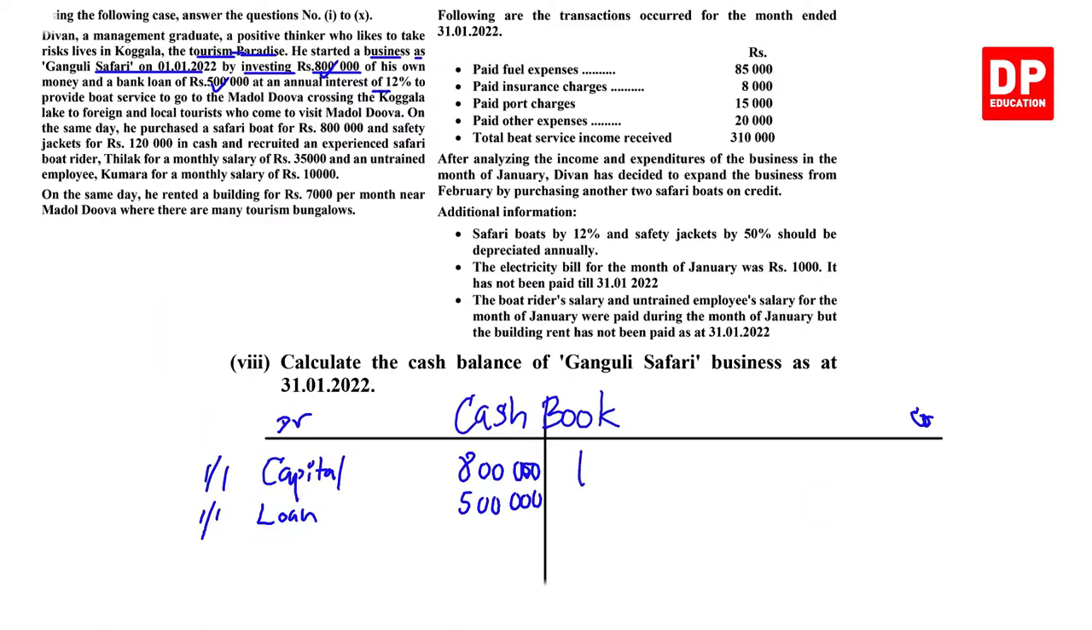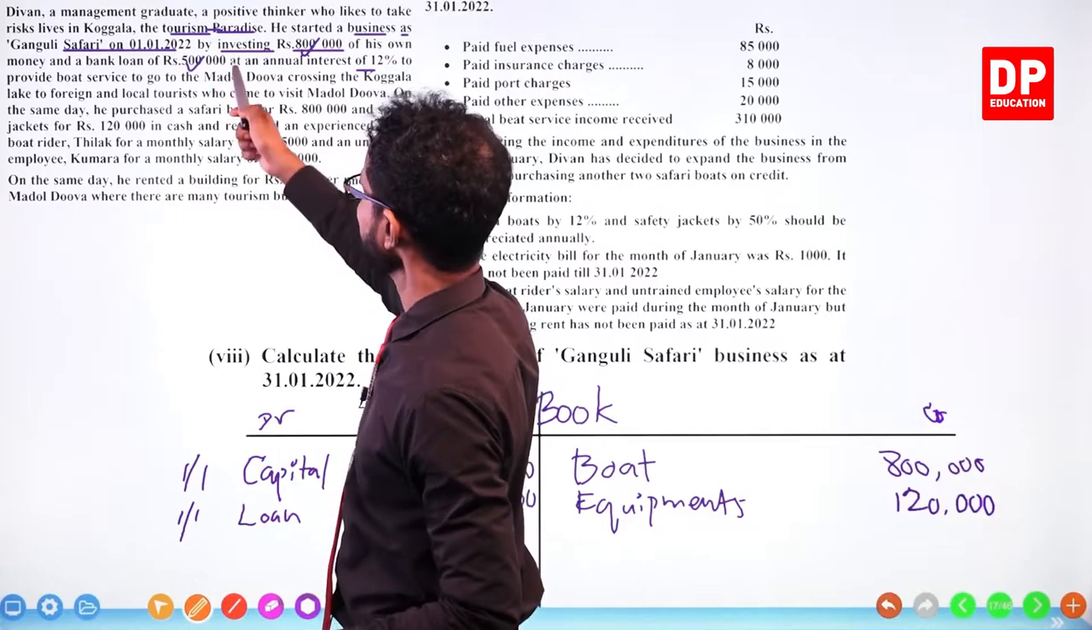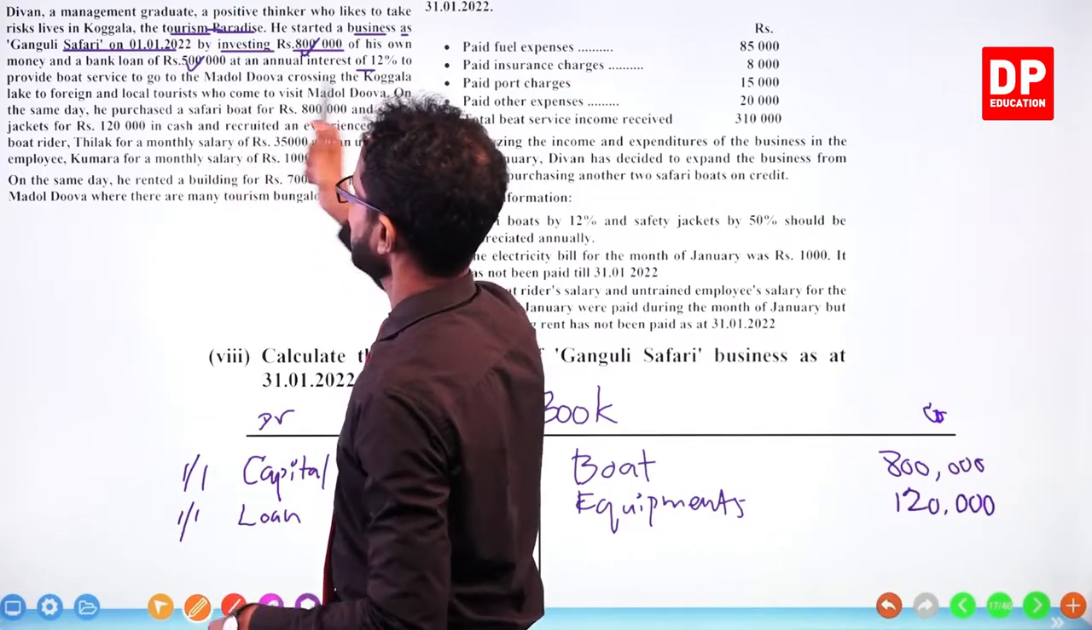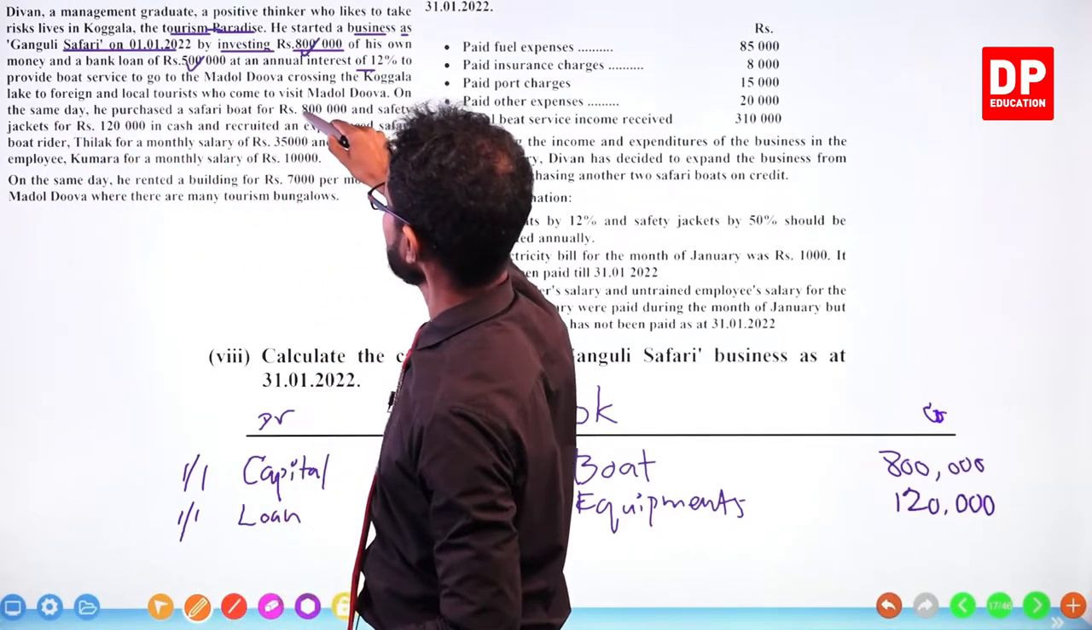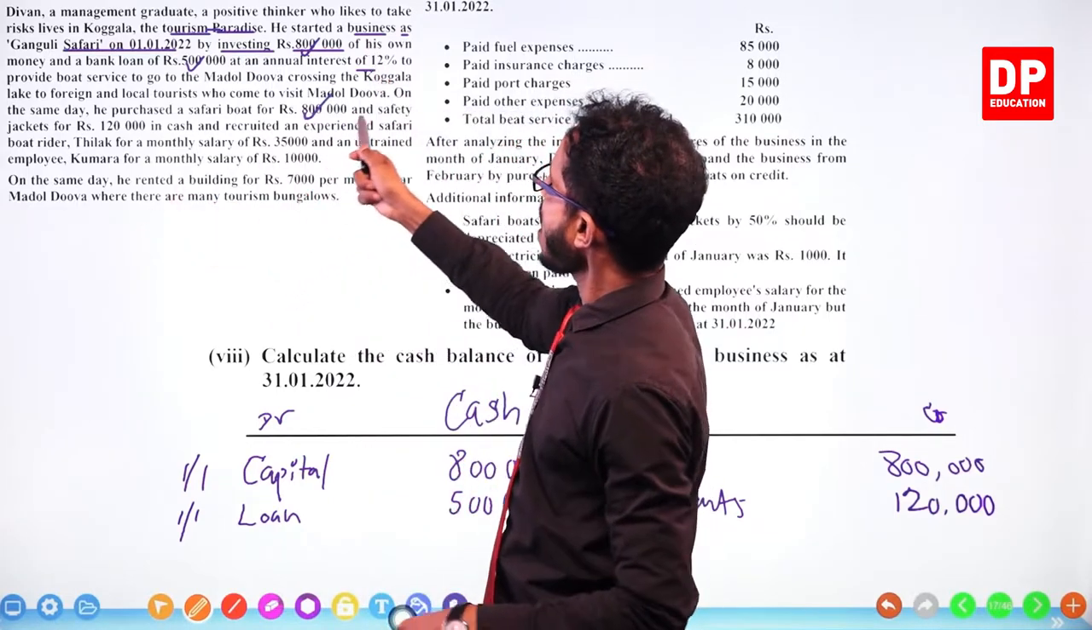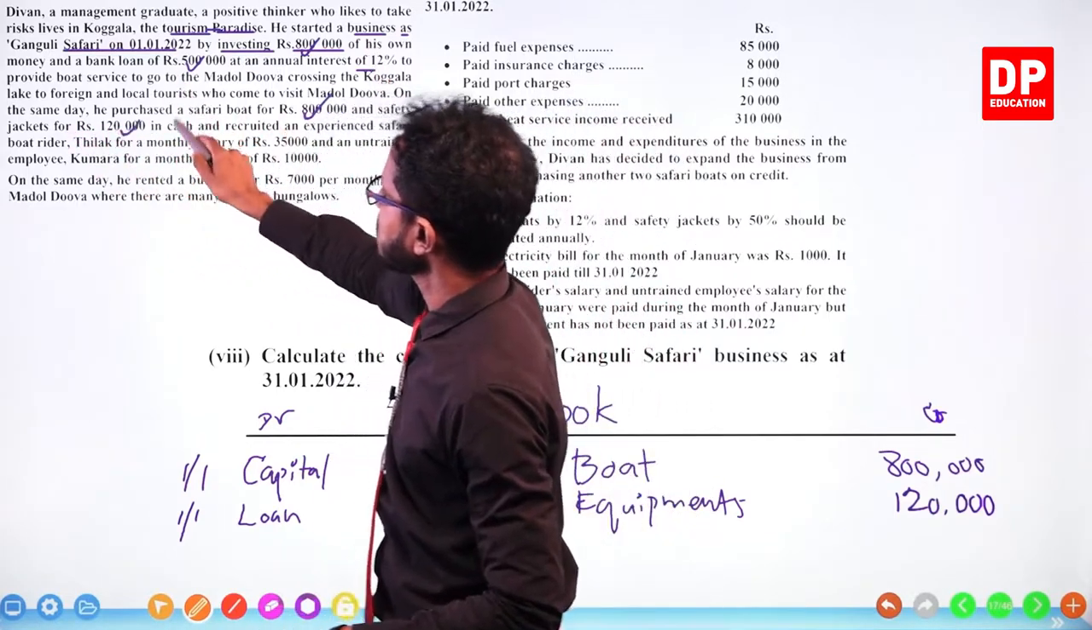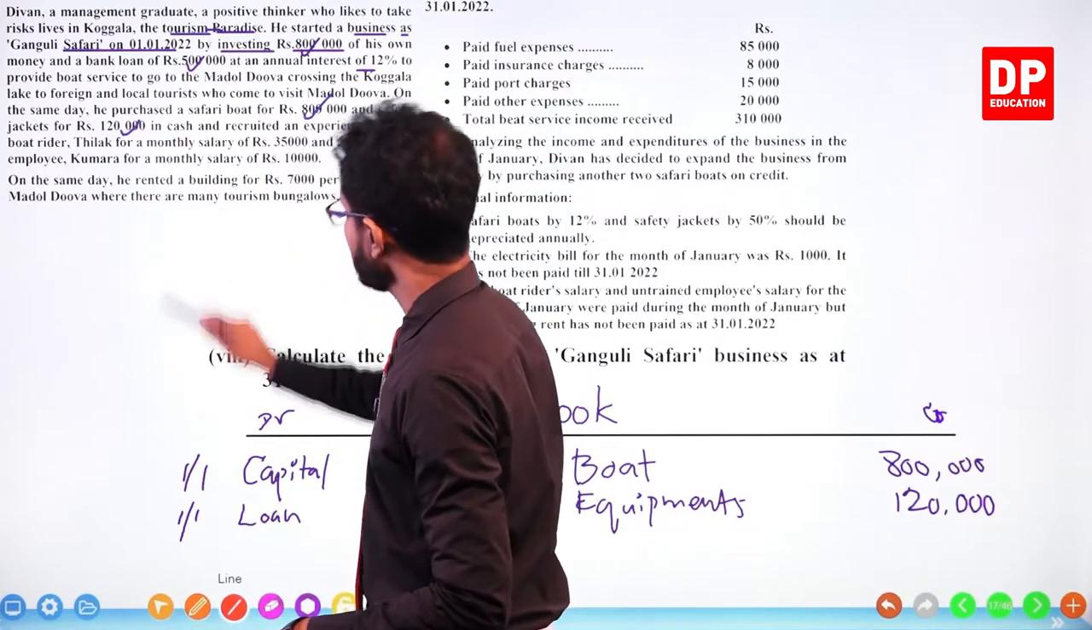Again, you have to credit boat 800,000, equipments 120,000. Why? Because he bought these for cash. He bought these for cash. No doubt about that. On the same day, he purchased safari boat, see, 800,000 and safety jackets, 420,000 cash. See, cash.